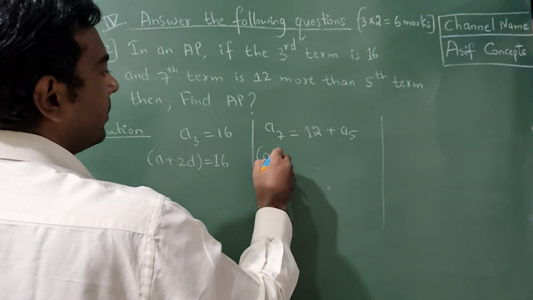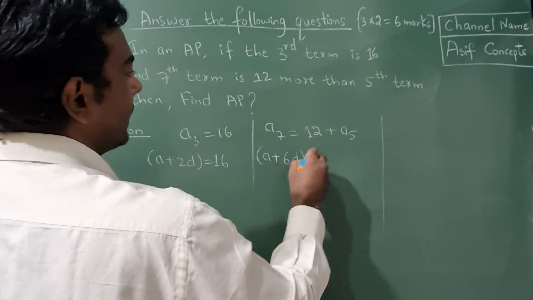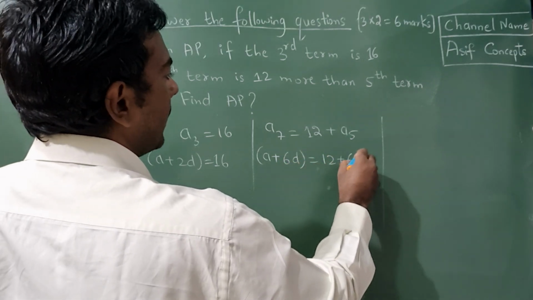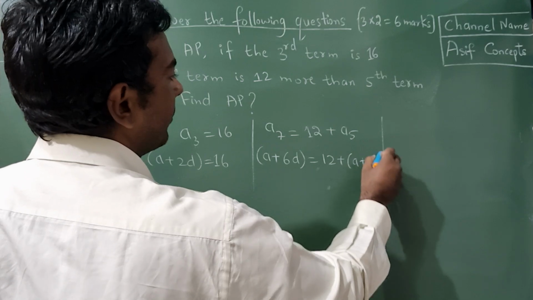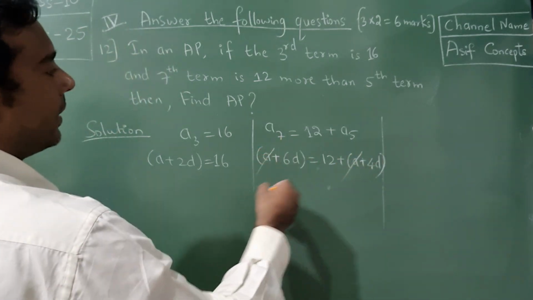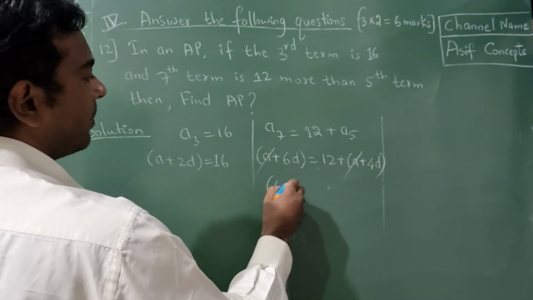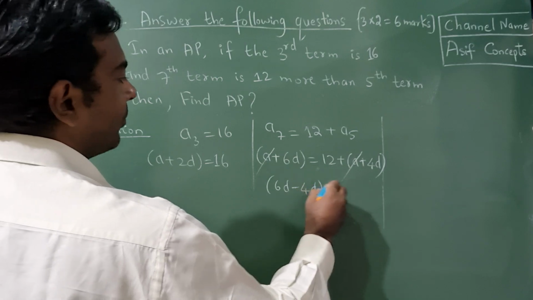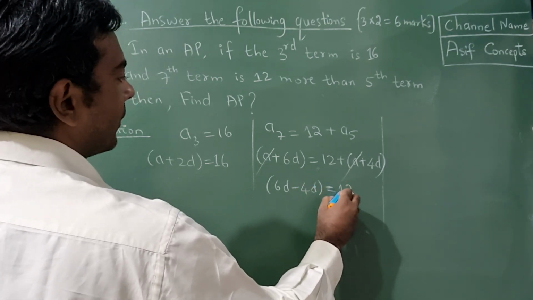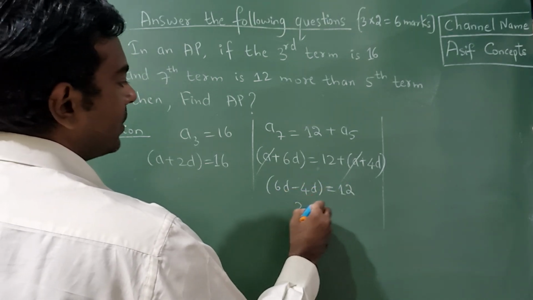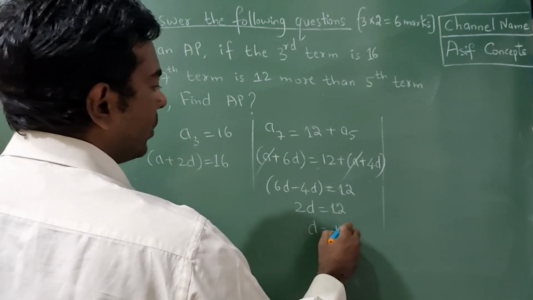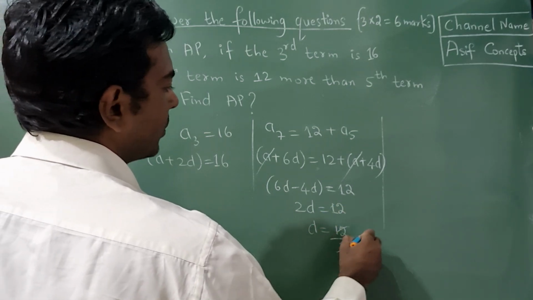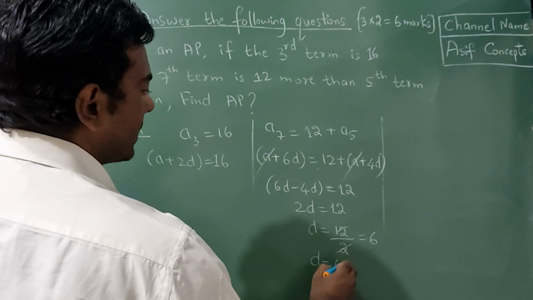Now the 7th term is A plus 6D, is equal to 12 plus A5, which means A plus 4D. A gets cancelled. Take this 4D to the left hand side, it will become minus. 6 minus 4 is 2. D is equal to 12 divided by 2. So the D value is 6.